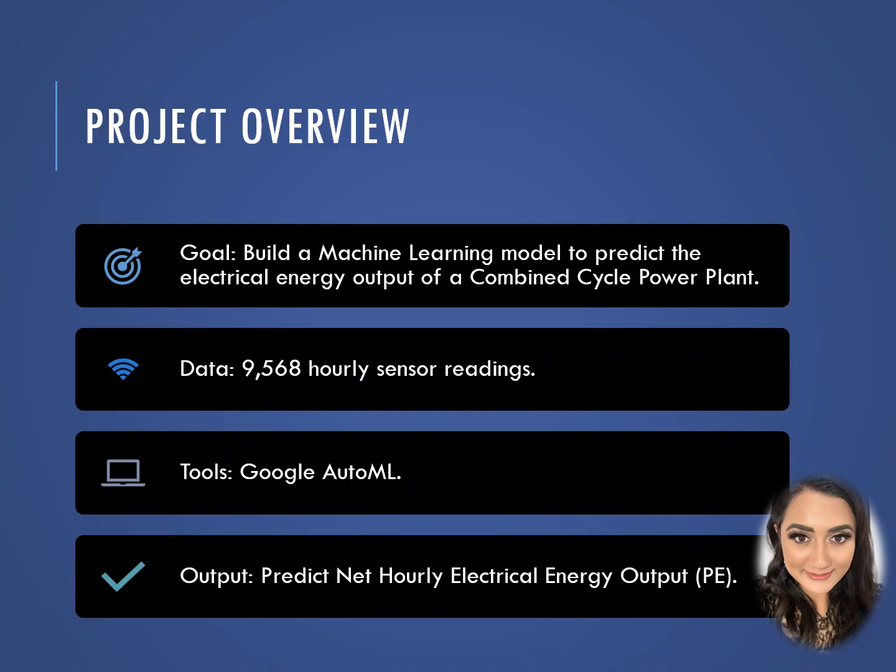The project we worked on contained over 9,500 rows of data over a period of 6 years, and the objective was to build a model to predict the electrical energy output of a combined cycle power plant. The tool that I ended up using was Google AutoML and Vertex AI because it made it very easy to look into the data without having to code.